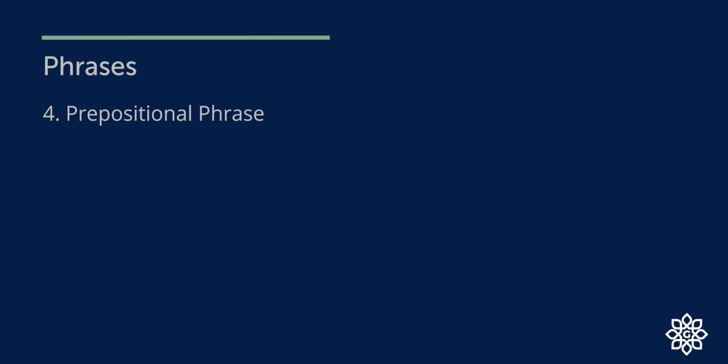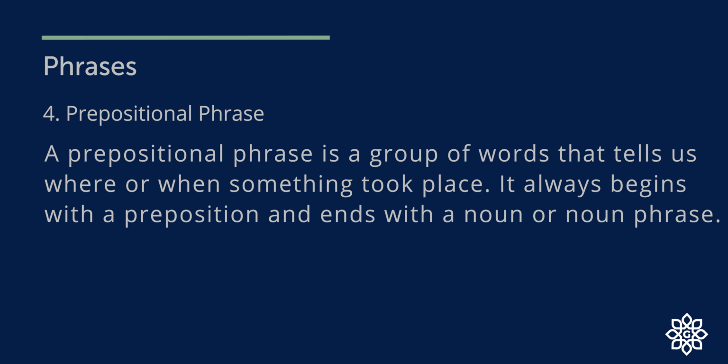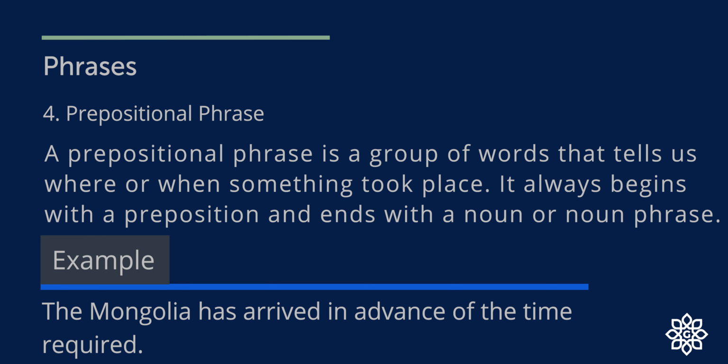Prepositional phrase. A prepositional phrase is a group of words that tells us where and when something took place. So it always begins with a preposition and ends with a noun or noun phrase. For example, the Mongolia has arrived in advance of the time required. Here, the prepositional phrase is in advance of the time required. It tells us when something took place.